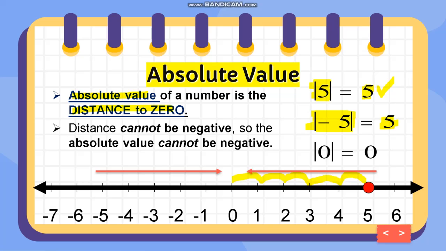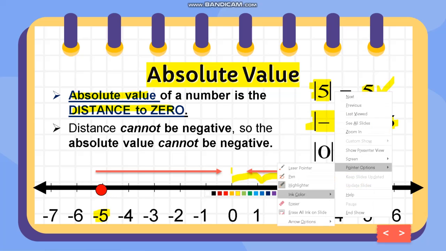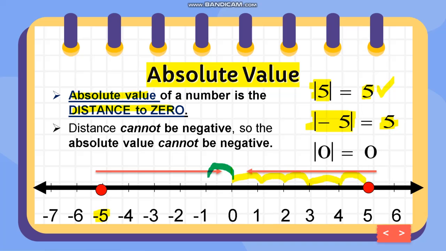Why? Where is -5 on the number line? This is -5. So what is the distance to 0? From 0, we have, let's wait, I'm going to change the color. From here, we have 1, 2, 3, 4, and 5. So the distance is also 5. That's why that is also +5. And obviously, the absolute value of 0 is equivalent to 0. So again, don't be confused. When we say absolute value, it is asking for the distance to 0.